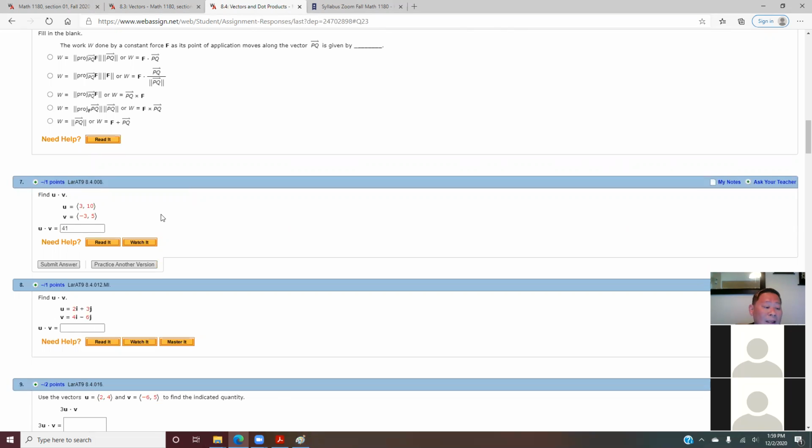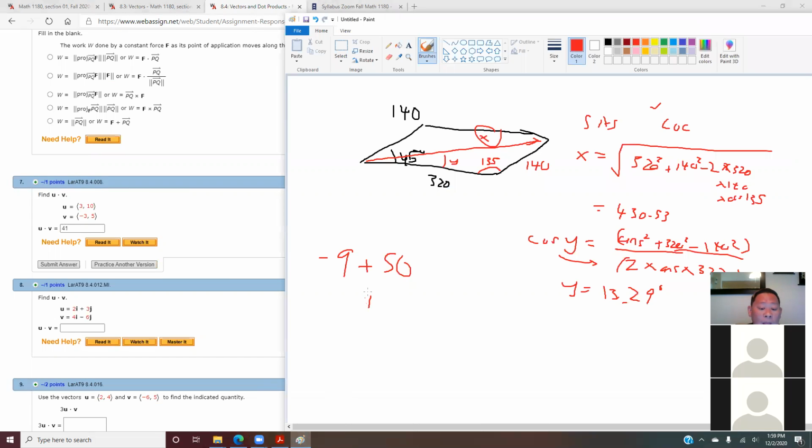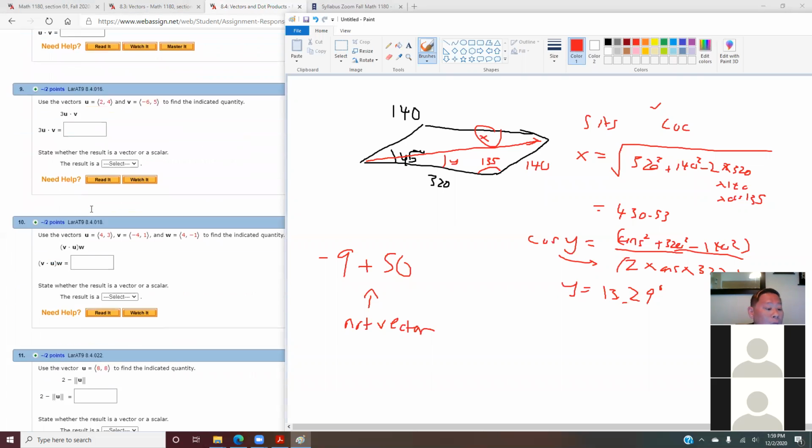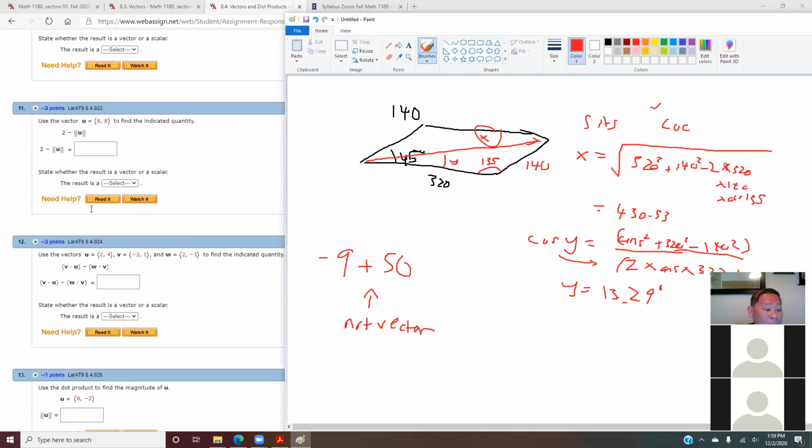A dot product is what we call a scalar product. That means that it is not a vector. This is something that I want to point out to you: when you do a dot product, your answer is a number, not in u v or i j or vector form. The rest is pretty much the same.